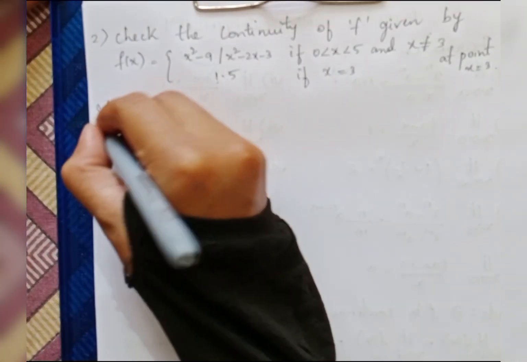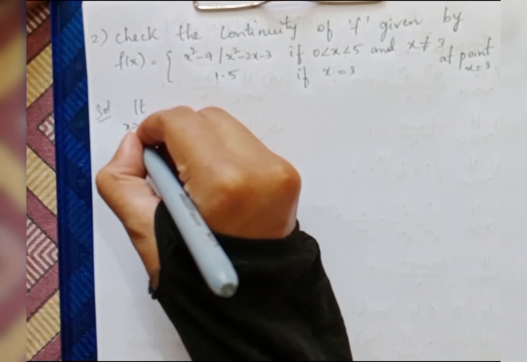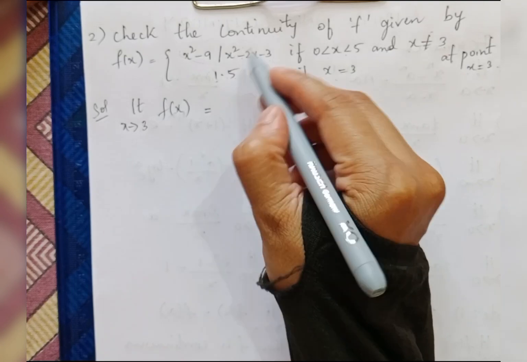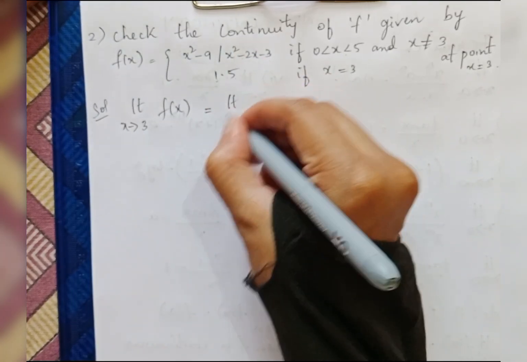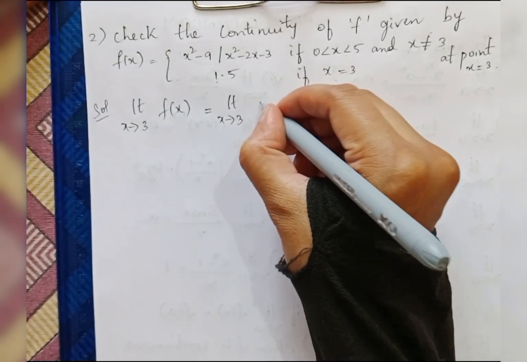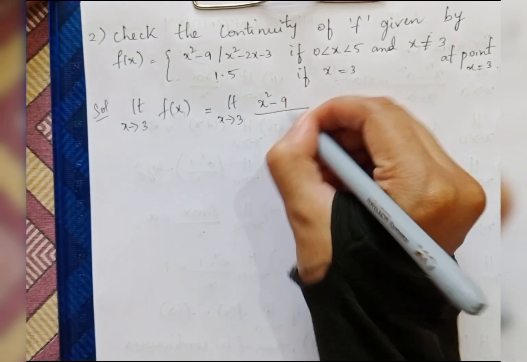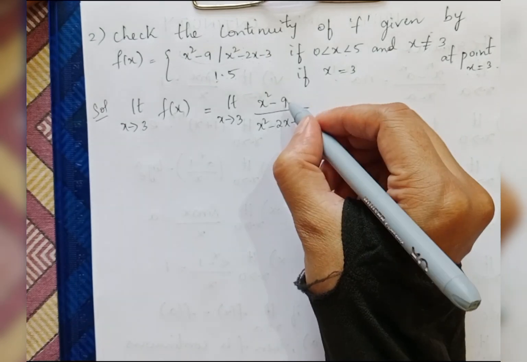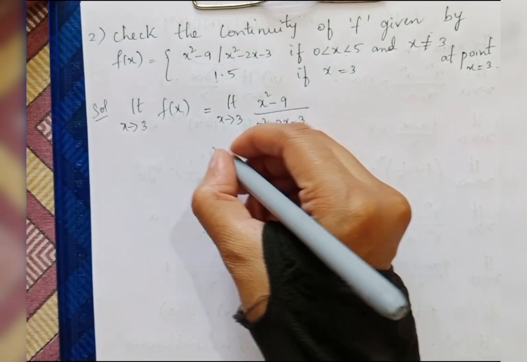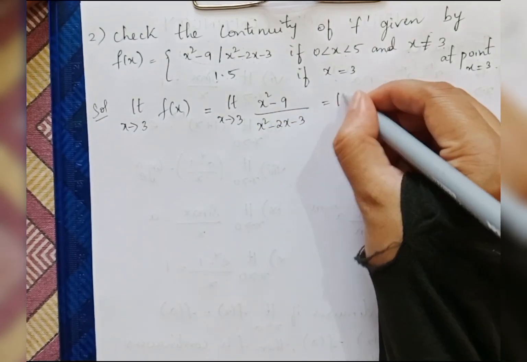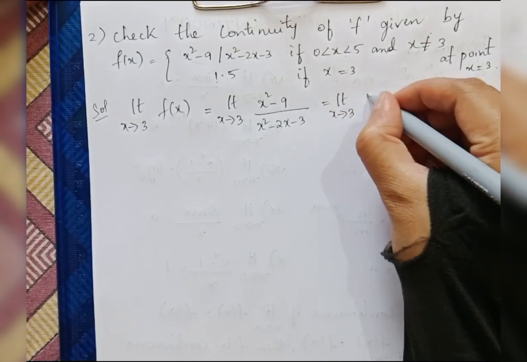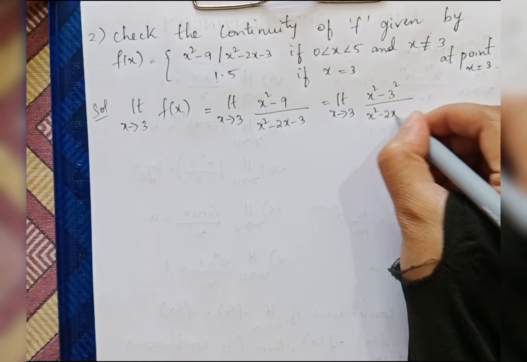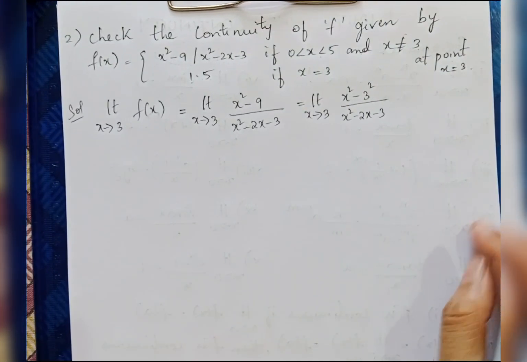So solution: limit x tends to 3 of the function f of x. This is our complete function. So it is limit x tends to 3, (x square minus 9) by (x square minus 2x minus 3). Okay, this 9 can be written as 3 square, right? Limit x tends to 3, (x square minus 3 square) by (x square minus 2x minus 3). Now we will find.